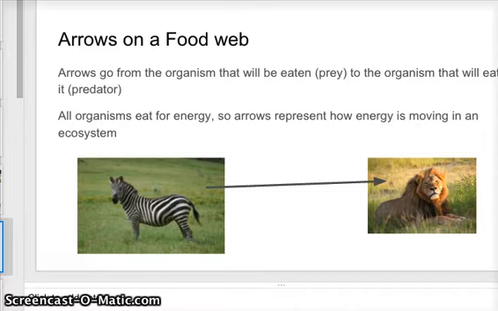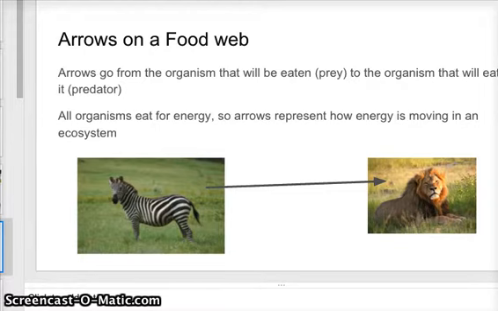Before we get started with making the food web, we just have to understand what the arrows mean. First of all, the arrows go from the prey, this zebra here, to the predator, the lion. If you think about it, the zebra is going into the lion when the lion eats it. The reason we draw arrows that way is because the energy from the zebra is getting transferred to the lion when he eats it. So the arrows show the transfer of energy.